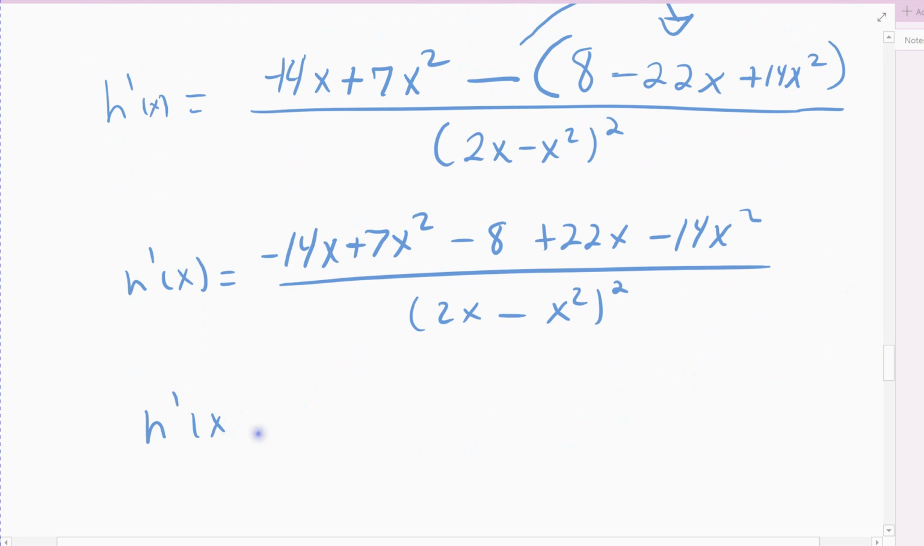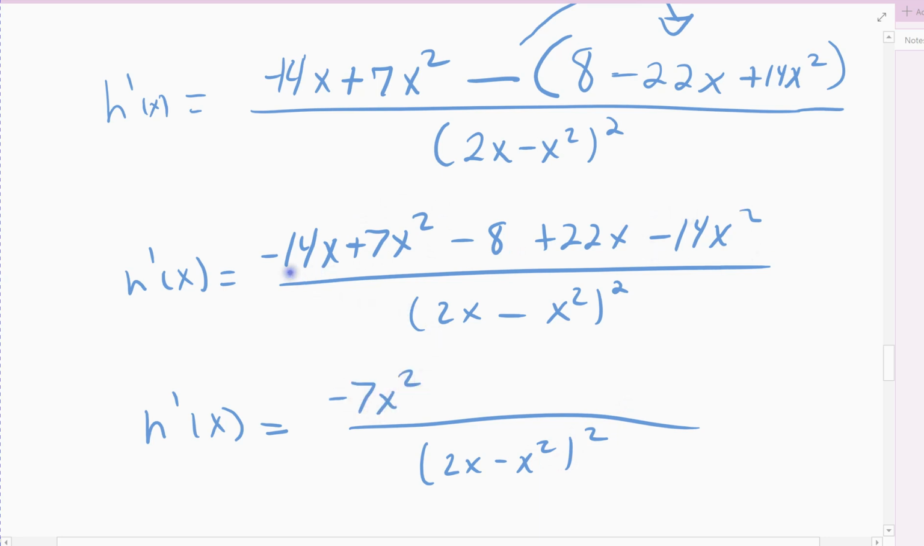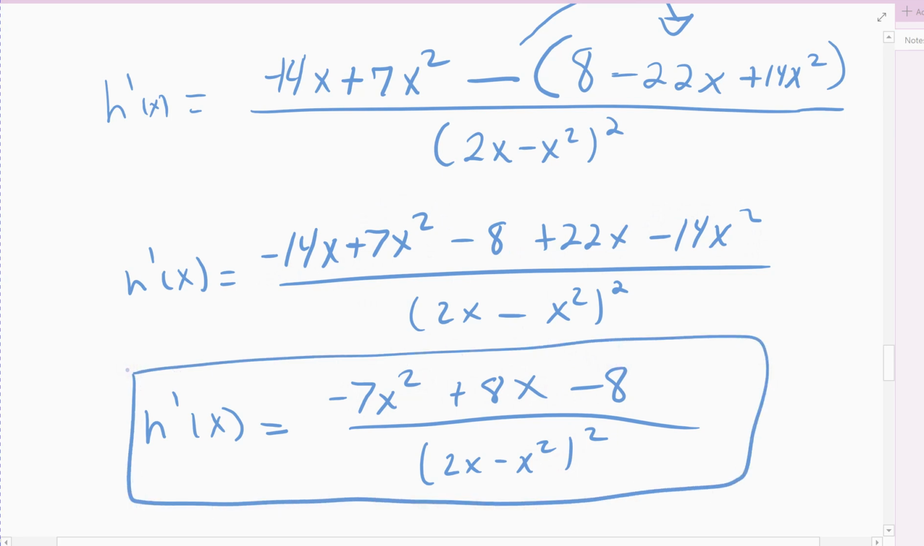So up top, I'm going to 7x squared. Actually, I'm going to write out my bottom before I forget. All right, so I've got my 7x squared, negative 14, so I get negative 7x squared. Negative 14x, 22x is going to leave me with a positive 8x, and there's only the constant negative 8, and I'm done. All right, there is the derivative, and that's as simplified as it gets, right? Nothing reduces, nothing cancels, you're done. All right, that's the simplification of it.